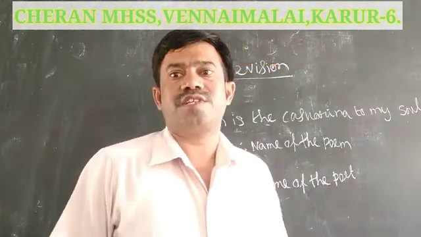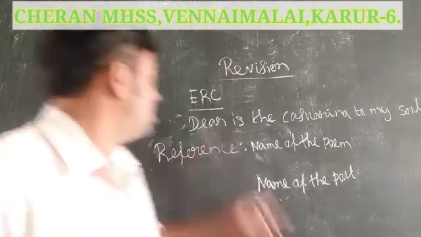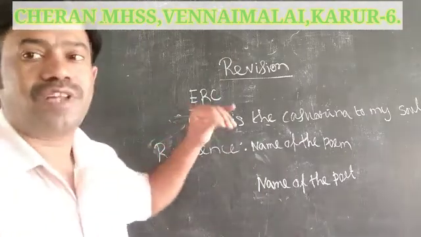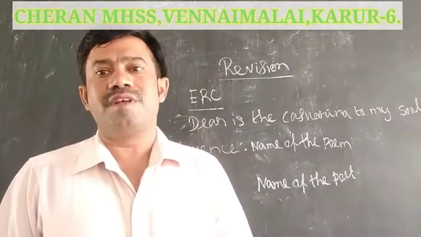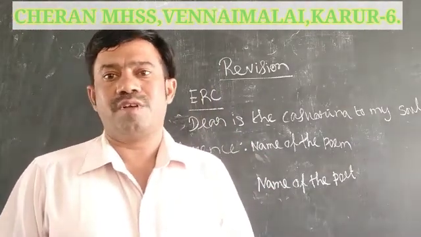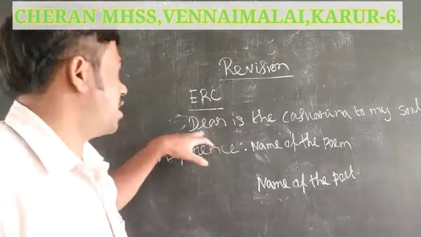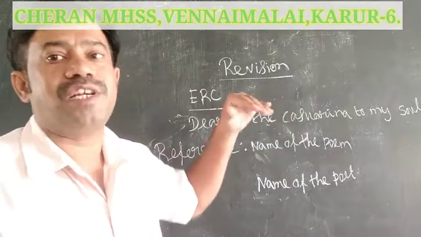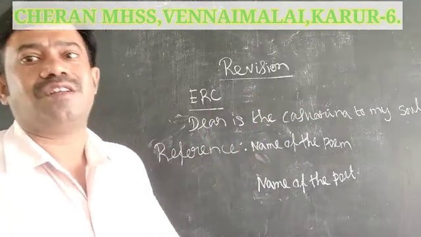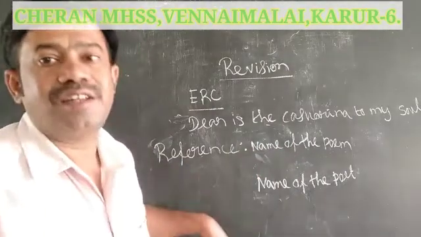In the 3 marks, first I revise ERC. ERC means explain with reference to the context. ERC is a question from poem. For example, poem lines will be given, like this: There is the castle to my soul. You have to write reference, then explanation.